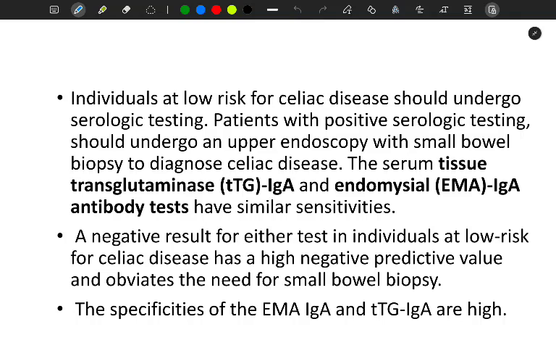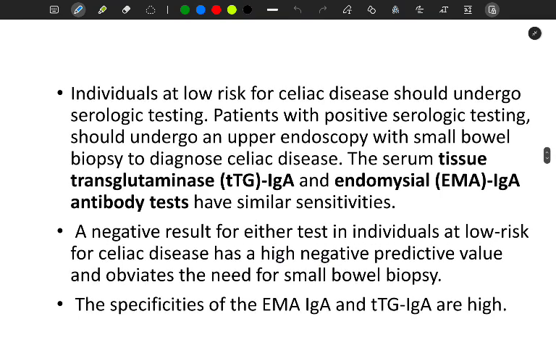If the patient is of moderate to high celiac probability, even if they are negative, no. You should go for IgG, or you go to just endoscopy and biopsy and see what's going on. The specificities of EMA IgA and tTG are quite high. So we can rely on this serology to rule out celiac in low probability, but we cannot rule out in moderate and high. Next.